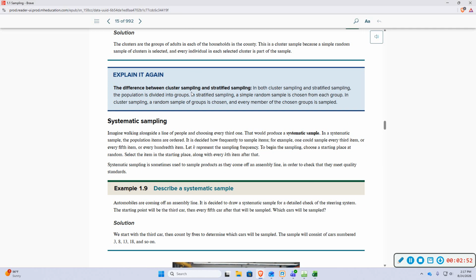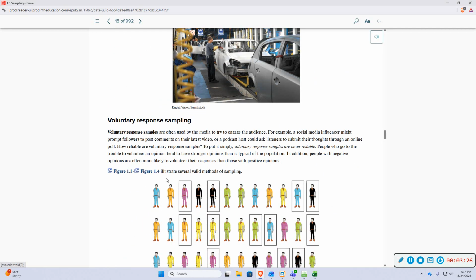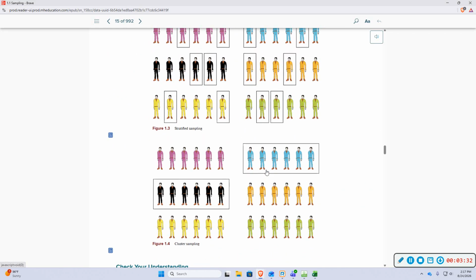Difference between cluster and stratified. This is important. So in both cluster sampling and stratified sampling, the population is divided into groups. Stratified sampling, a simple random sample is chosen from each group. In cluster sampling, a random sample of groups is chosen and every member of the group is sampled. So that's going to be big and important. Then you have systematic sampling, which is counting like every third person or 1, 2, 1, 2. If you do something like that, every second person, you're just using a system.